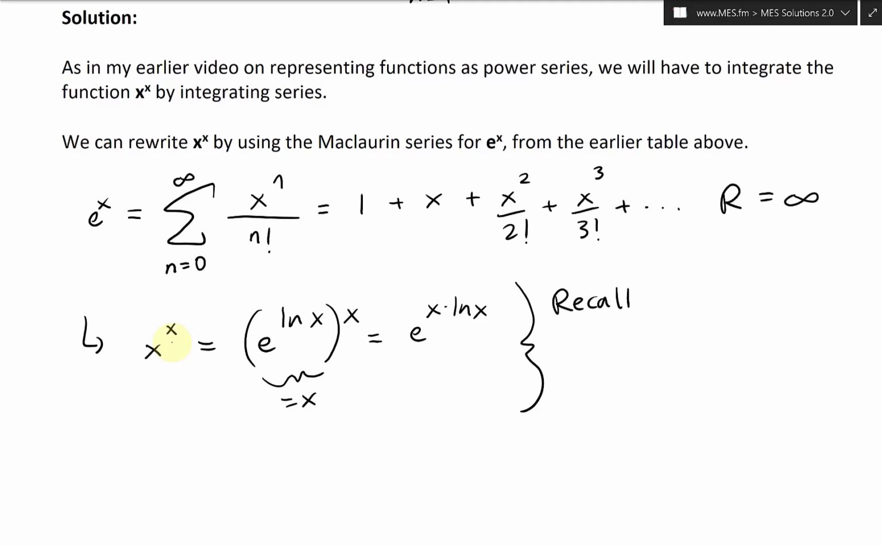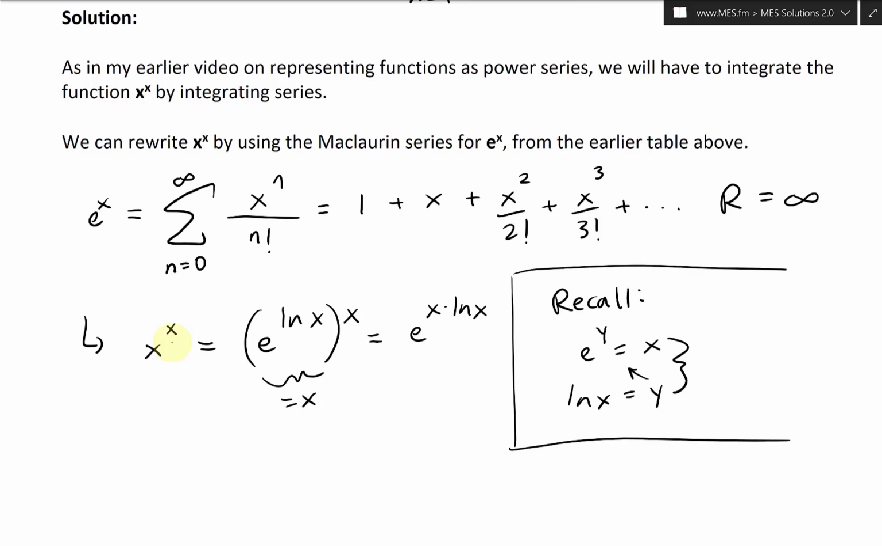Recall that if e to the y is equal to x, then by definition we have ln x equals y. In other words, if you plug y back in here, we have e to the y is e to the ln x. So e to the ln x equals x, like that. And that is exactly the same thing we have here. So e to the ln x is just x.